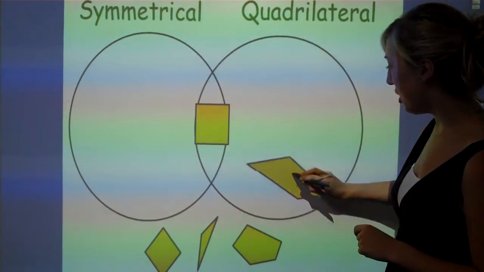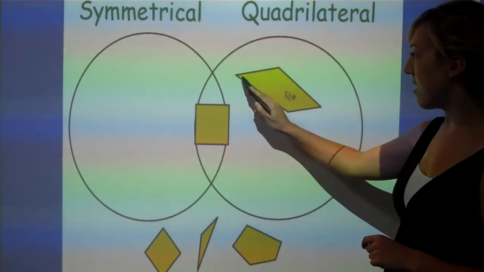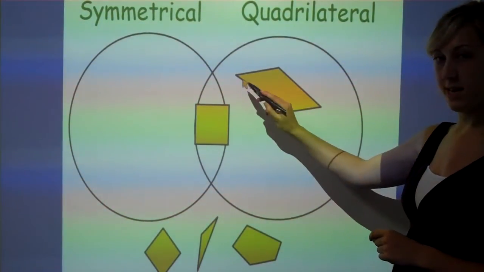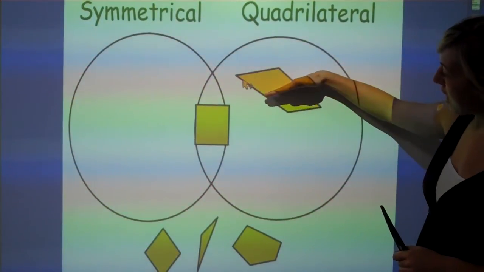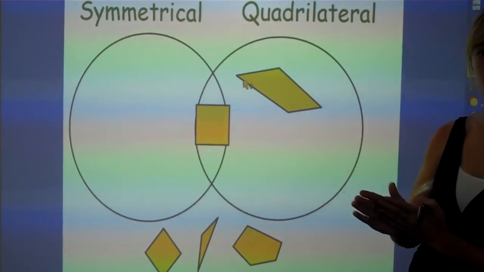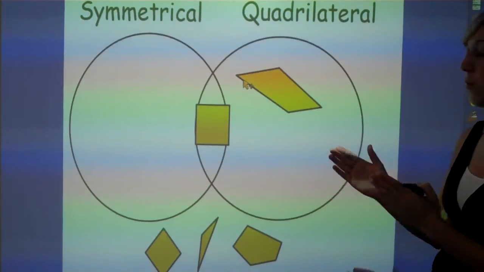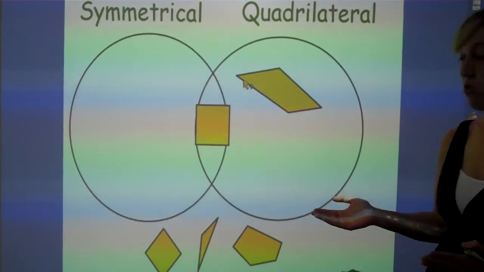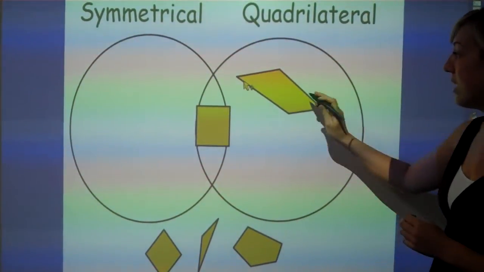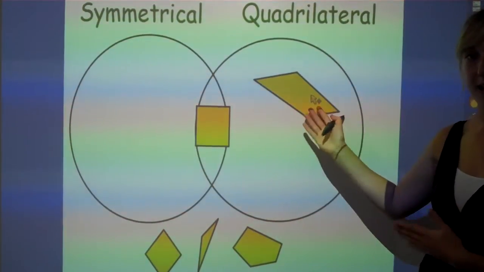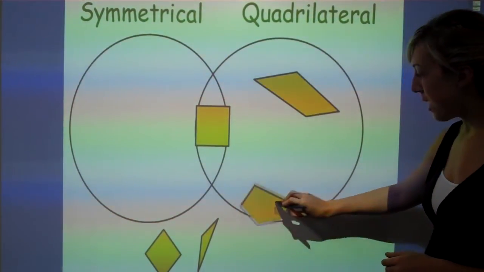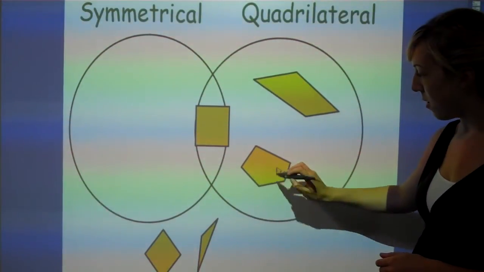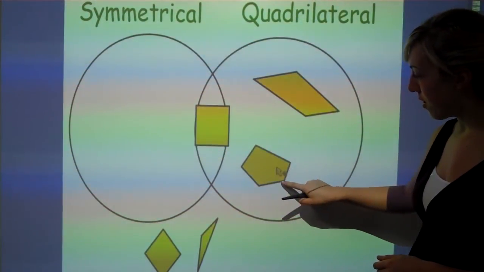Now if I took this shape here, this shape does have 1, 2, 3, 4, it does have 4 sides. However, there is nowhere on this shape where you could fold it where the corners would meet perfectly and it would be the same on both sides. So it is not symmetrical, it is just a quadrilateral, so it will stay in that area there on the Venn diagram.